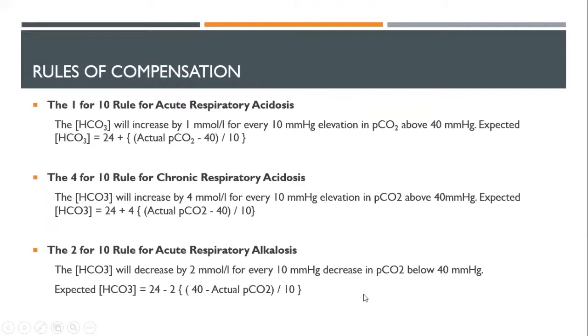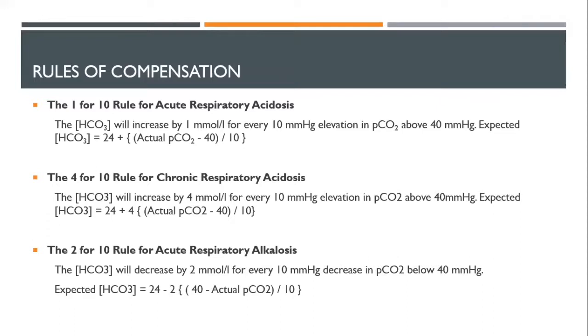There are some rules of compensation when we're looking at blood gas analysis. There are rules for acute and chronic respiratory disturbances, and then single rules for the metabolic disturbances. So for acute respiratory acidosis, we expect that our bicarbonate will increase by 1 millimole for every 10 millimeters of mercury elevation in PCO2. But as we said, the renal compensation can take days to weeks to be fully developed, and so if you have a chronic respiratory acidosis, you'd expect more compensation and about a 4 millimole increase for every 10 millimeter increase above a normal PCO2.